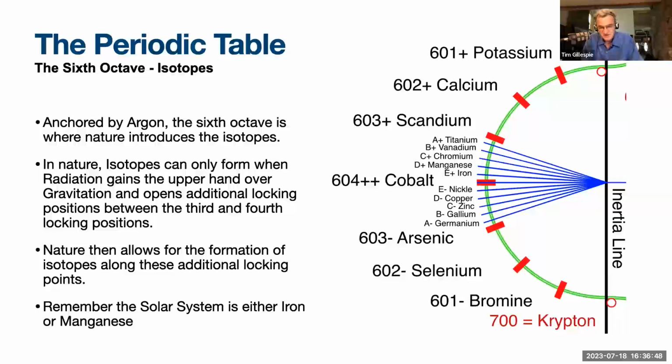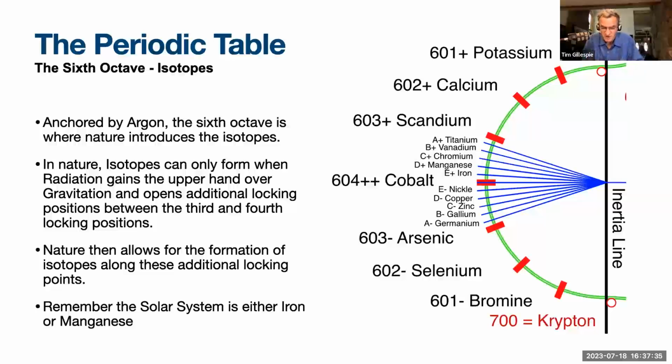argon centers or anchors the 6th octave, potassium, calcium, and scandium come off. Then the 5 additional locking points open up. Keep in mind that our solar system is either manganese or iron. So one of those 2 isotopes fully explains the configuration of the Earth or the solar system, or maybe a better way to say it is the solar system clearly defines the specifications for one of these 2 isotopes. And it's just something that's important to remind ourselves of as we go through this.